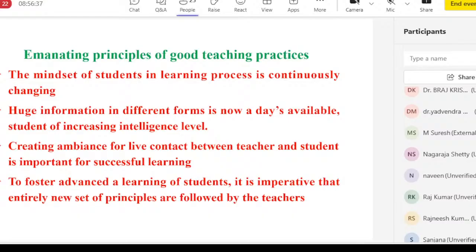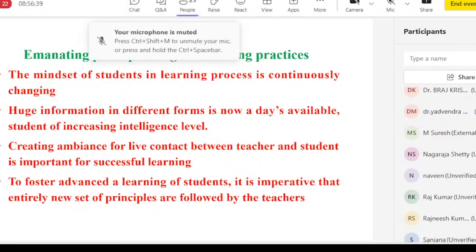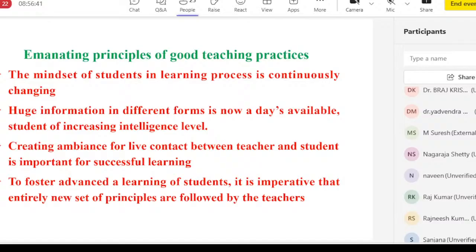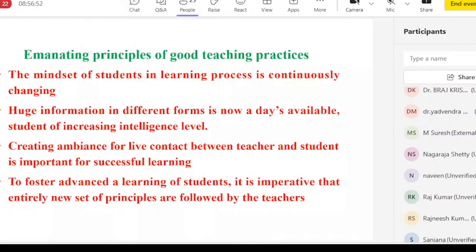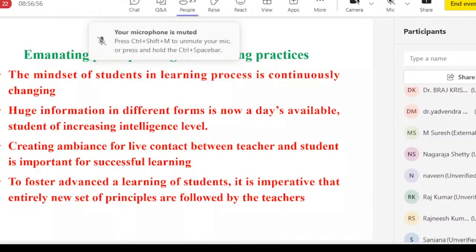Then you have to create an ambience of live contact between the teachers and the students. So there should not be any barrier between the two. At least for the senior students, definitely the teachers should do this. Of course, in today's student scenario, teachers keep their mobile number, the students call, and they receive that call. So these things have changed.